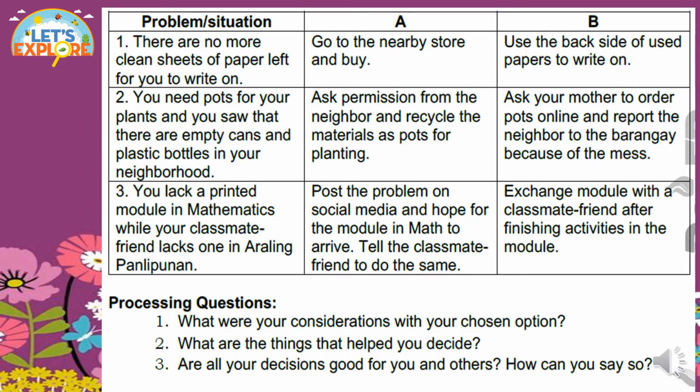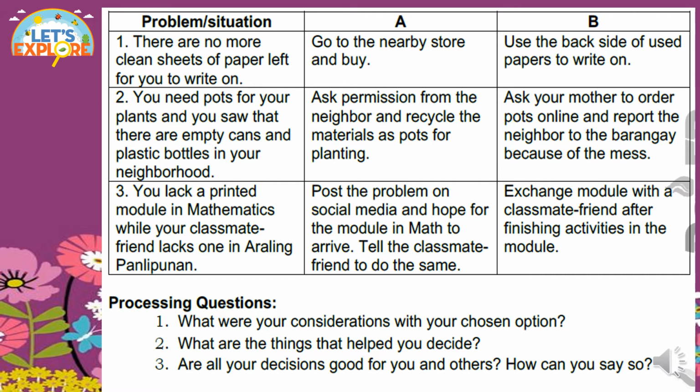So here are the problem situations and the options for letter A and letter B. For number 1, there are no more clean sheets of paper left for you to write on. So you have letter A, go to the nearby store and buy. Letter B, use the backside of used papers to write on. Number 2, you need pots for your plants and you saw that there are empty cans and plastic bottles in your neighborhood. So for letter A, ask permission from the neighbor and recycle the materials as pots for planting. And letter B, ask your mother to order pots online and report the neighbor to the barangay because of the mess.